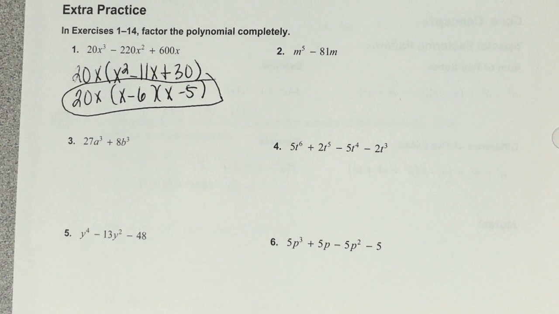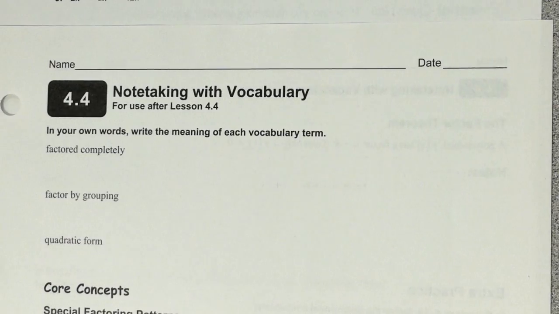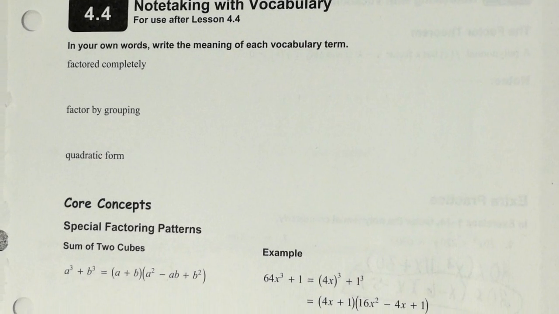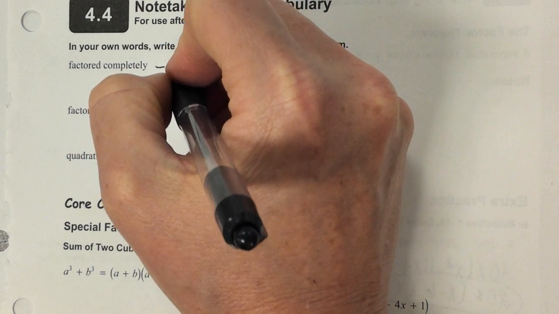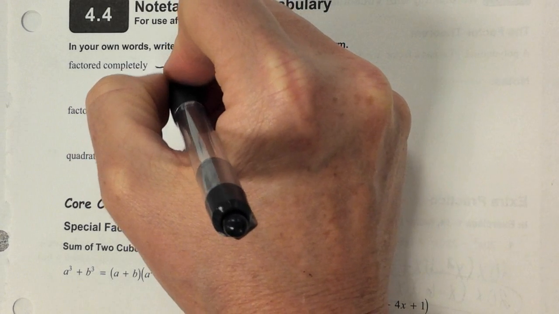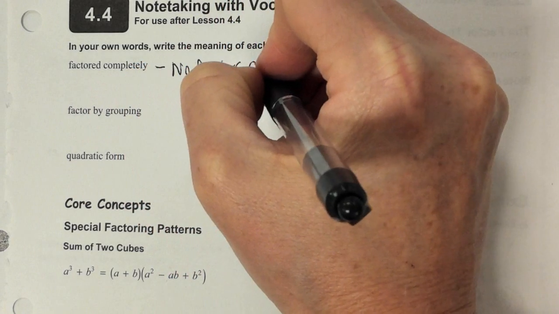And that would be the complete factorization. So that's the type of thing that we're going to be trying to do today. So now let's flip over to the front, page 93. Factored completely: to have something factored completely, no factor can be factored further.